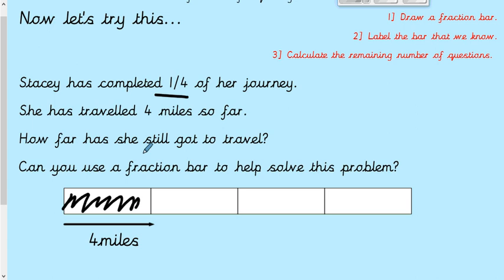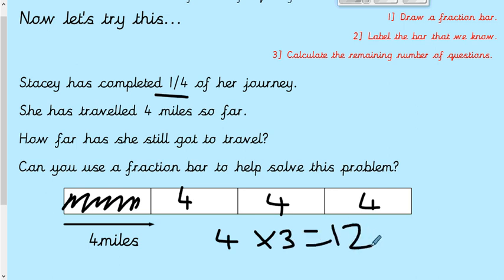Now, hopefully this is quite straightforward because if we know what this section is worth, this is worth 4, and all the others are equal, then all the others are representing 4 miles as well. So if we need to know how much she's got left to travel, we can just do 4 add 4 add 4, or 4 times 3. Which is 12. So therefore she has 12 miles left to travel.